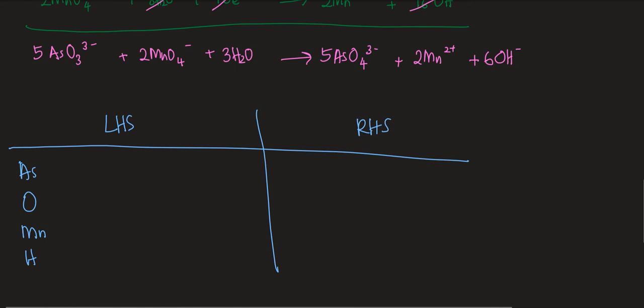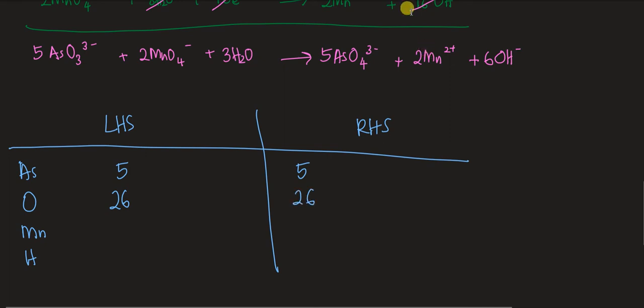So on the left hand side we have 5 arsenic, and on the right hand side we have 5 arsenic as well. On the left hand side we have 5 multiplied by 3 oxygen atoms, which is equal to 15, plus 2 multiplied by 4, which is 8, plus 3. So we have a total of 26 oxygen atoms. And on the right hand side we have 5 multiplied by 4 plus 6 oxygen atoms, which is also equal to 26.